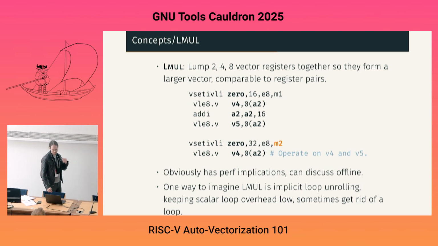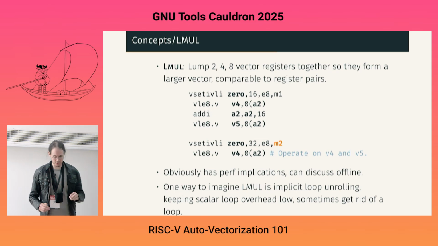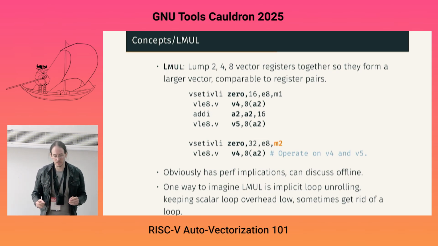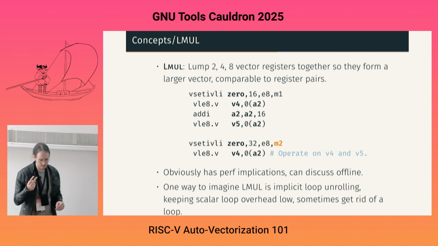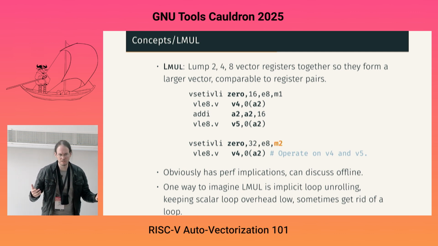ELMUL is a concept that, to my knowledge, no other architecture has. Other architectures have register pairs or something. We have register pairs. And what's the other term? Quads and octs. Octs, yeah.